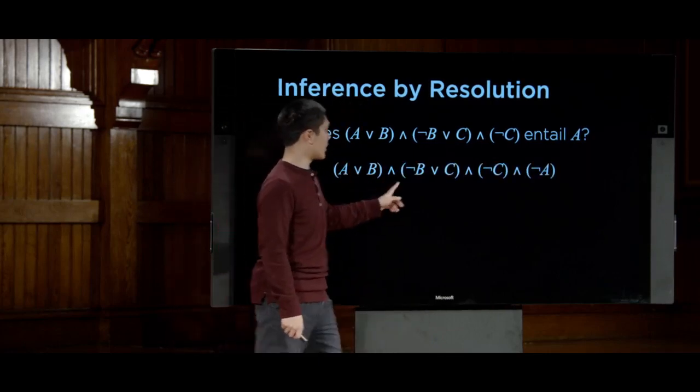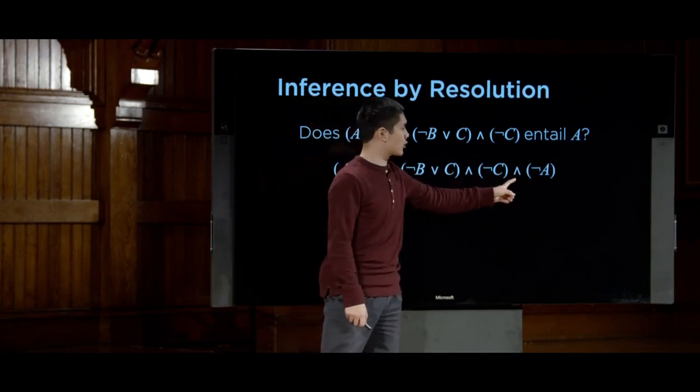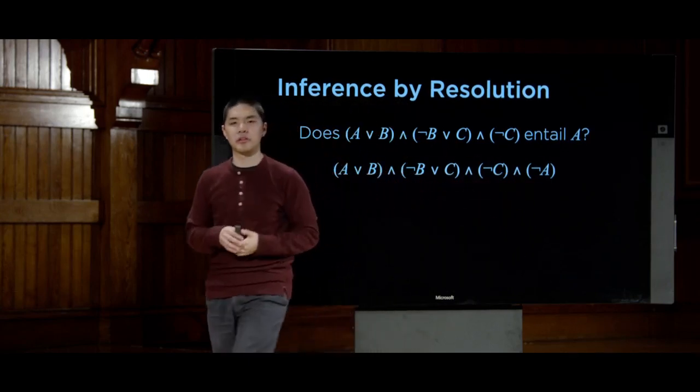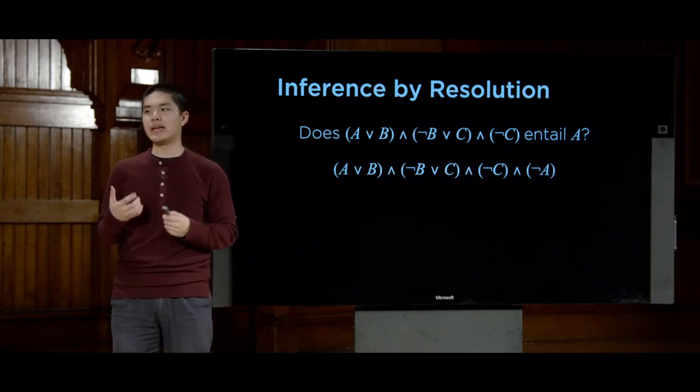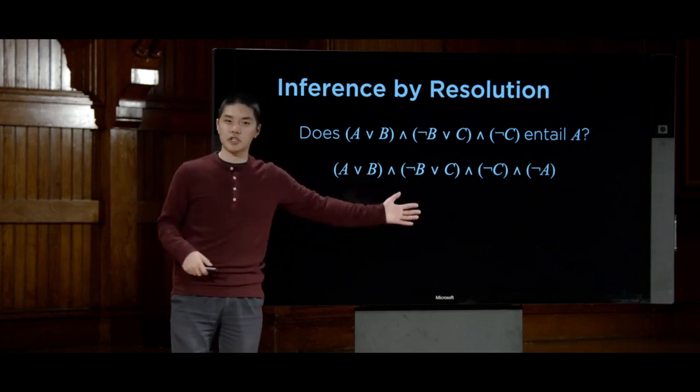A or B, and not B or C, and not C. This is our knowledge base. And we're going to assume not A. We're going to assume that the thing we're trying to prove is, in fact, false. And so this is now in conjunctive normal form.